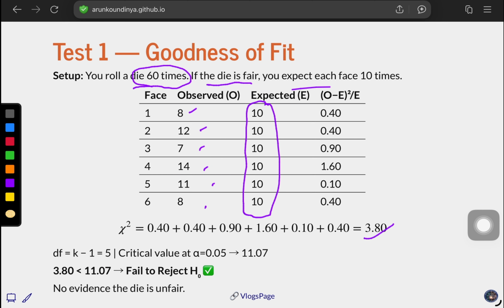Ideally, we have seen that the degrees of freedom is 5, and the critical value for the chi-square distribution with 5 degrees of freedom has to be 11.07. So since 3.8 is less than 11.07, we fail to reject the null hypothesis, and we cannot claim that the dice is unfair. Here we are expecting fair, and we got it as fair. So there is no evidence that the dice is unfair.